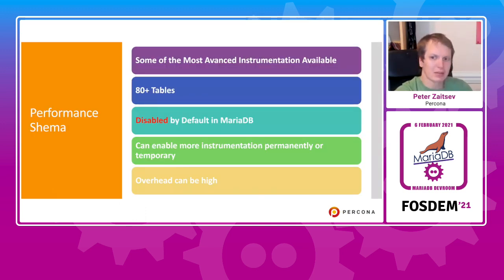The next data source to mention is performance schema. And performance schema is where some of the most advanced instrumentation is available. It has more than 80 tables, right? So lots and lots of data. And the thing to note, though, is it's disabled by default in MariaDB because it comes with some overhead. It is also very flexible in terms of how much instrumentation, and so how much overhead, you have. And if you enable a lot of instrumentation, the overhead may be quite high.